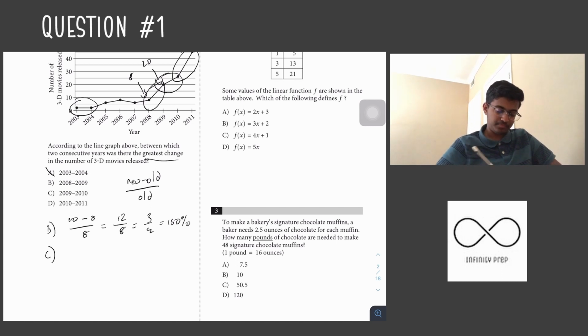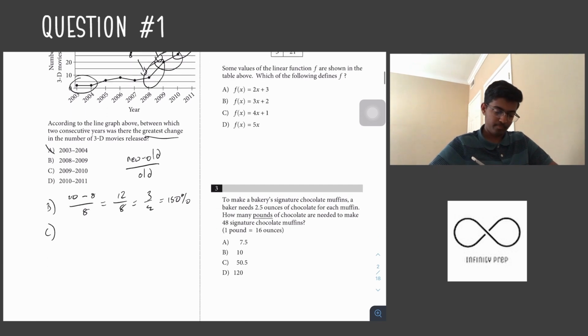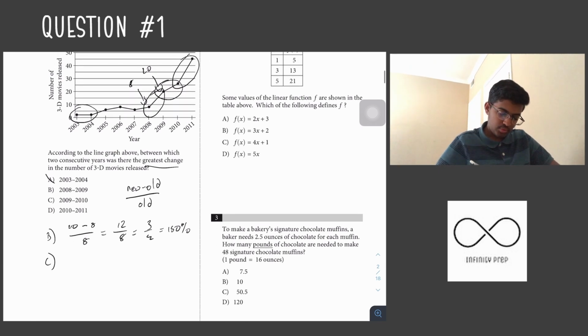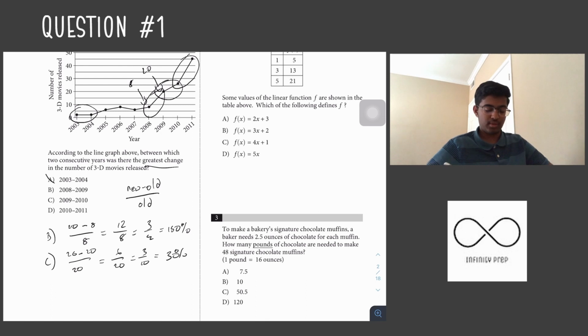C, 2009 to 2010, so there were 26 movies released in 2010 and 20 released in 2009, so it would be 26 minus 20 over 20, so it would be 6 over 20, which equals 3/10, so that would be a 30% increase compared to the previous year.